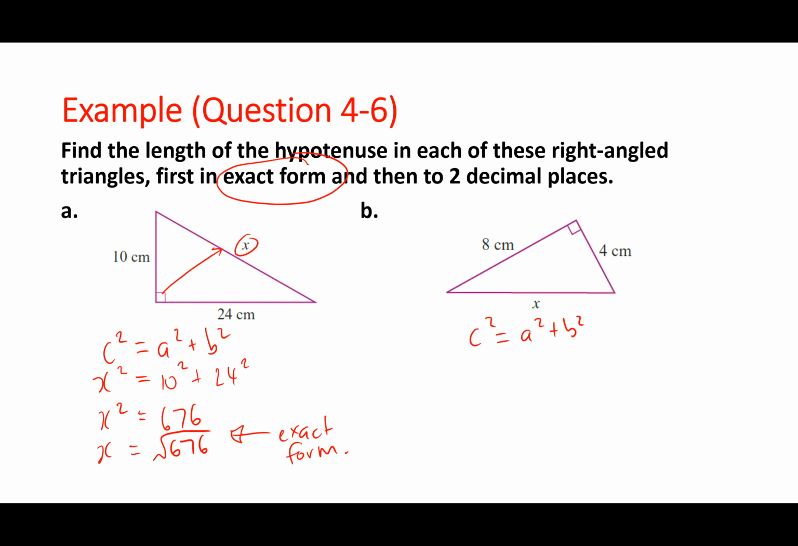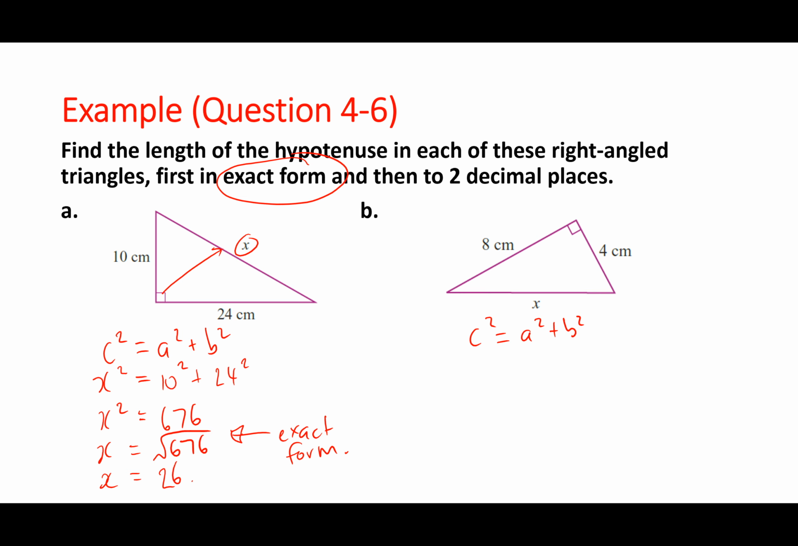And then to round it to 2 decimal places, x is equal to the square root of 676. I'm going to have to get my other calculator for this one. The square root of 676 is 26. That one was good because we didn't actually have to round it. So the answer to 2 decimal places is just 26.